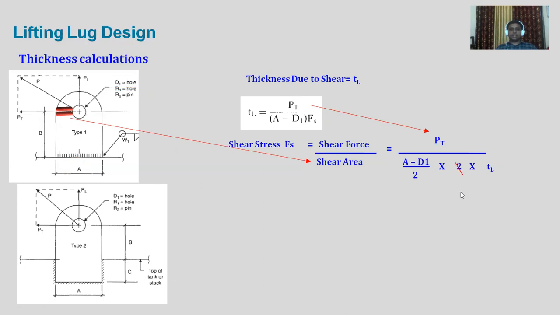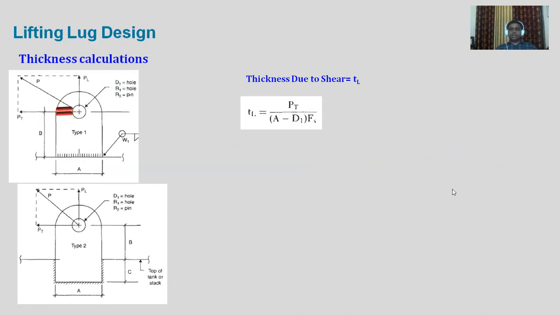So 2 will get cancelled, and the formula will look like TL is equal to PT upon (A minus D1) into Fs, where Fs is nothing but the allowable shear stress. Usually, allowable shear stress is considered as 40% of yield, 0.4 of yield.